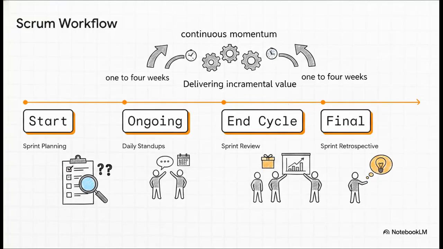Now, Scrum is one of the most popular Agile frameworks out there, mainly because it brings some much-needed structure to the chaos. It organizes work into short development cycles called sprints, which usually last around 1 to 4 weeks. This creates a really nice, predictable progression from planning right through to ongoing daily stand-ups and ending with a review and retrospective. This structure builds continuous momentum. Instead of waiting months for a launch, you are delivering incremental value every single cycle.